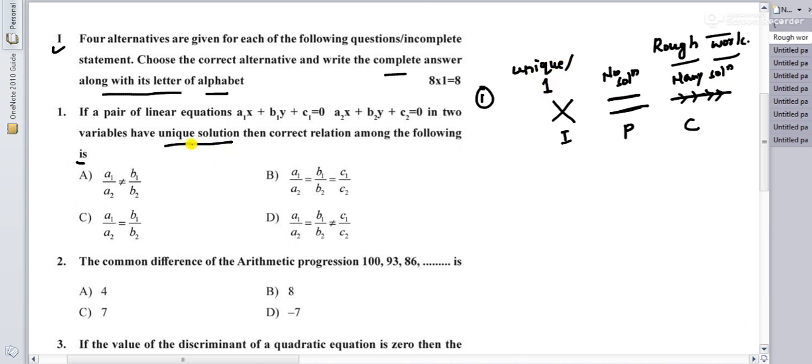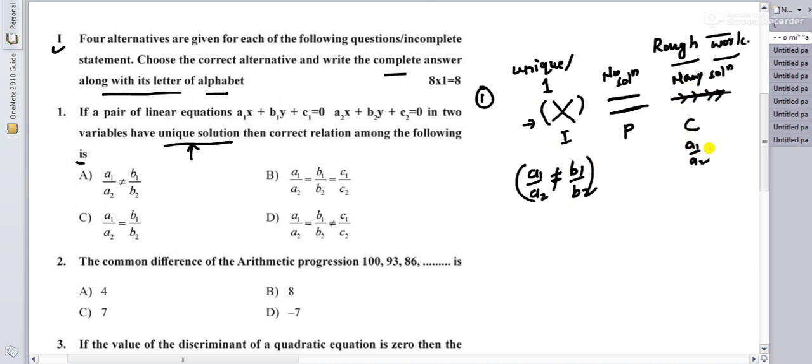Now here they have given unique solution. So for a unique solution, it means it is an intersecting line. Now for an intersecting line, what is the relation? The relation is a1 by a2 not equal to b1 by b2. You can see here this is a cross mark, so it's not equal. Just remember that trick.